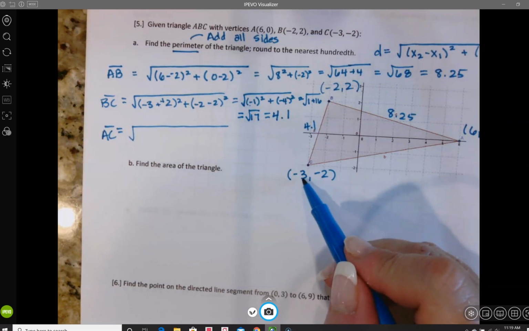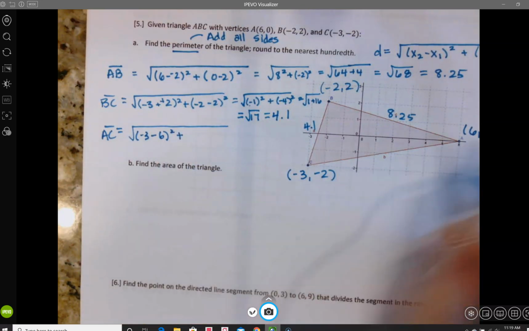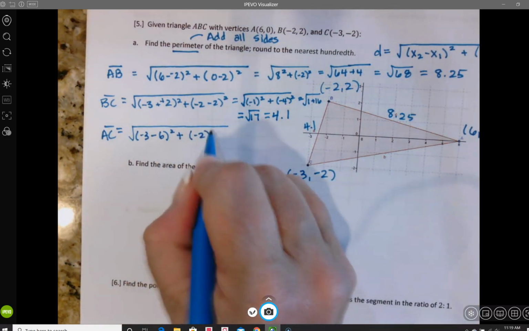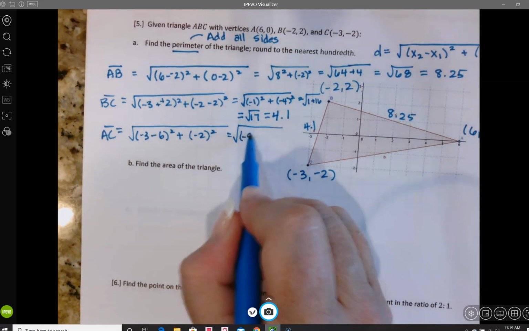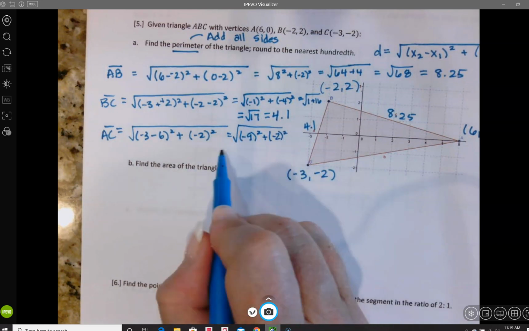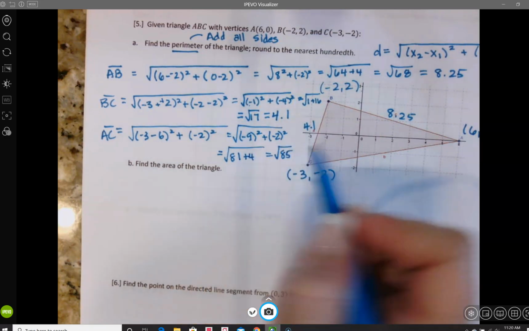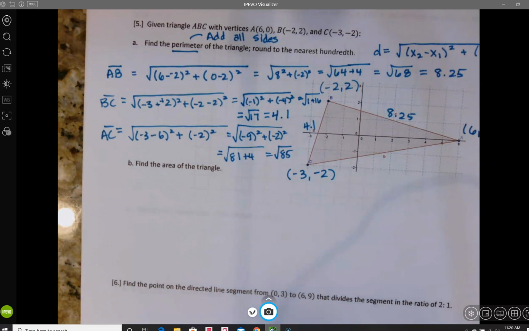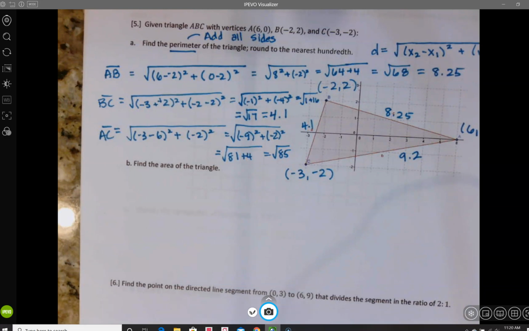as point x2, so I'll go -3 minus 6 squared, and then -2 minus 0, which is just -2 squared. So we get -9 squared, which is, I'll write it out, -9 squared and -2 squared. So that's 81 plus 4, square root of 85. So I'll figure that out in my calculator. The square root of 85 is 9.2.